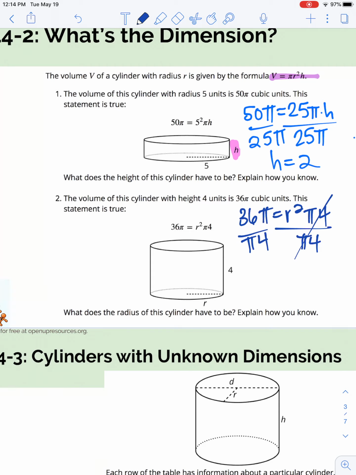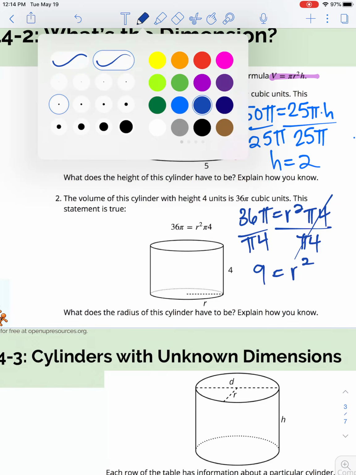Then you've got 4 goes into 36. How many times? That's 9. I mean, you can say the pi's cancel out. Equals r squared. Actually, we haven't done this for a while, so let's just go through the whole thing. So if this is squared and you want to get r on its own, the only way to do it is to do the reverse operation.